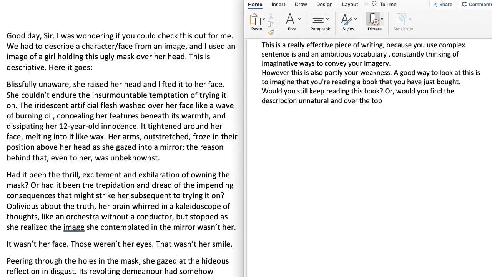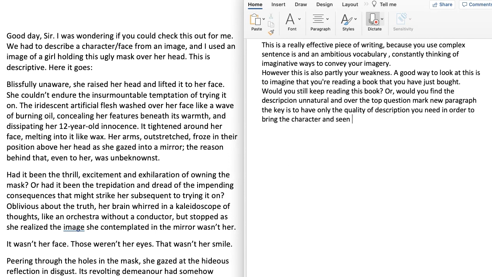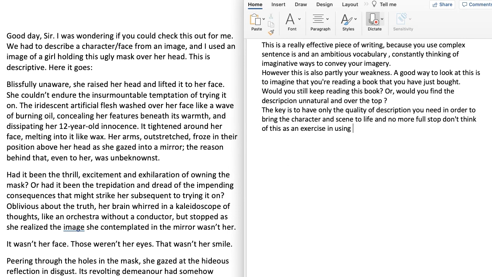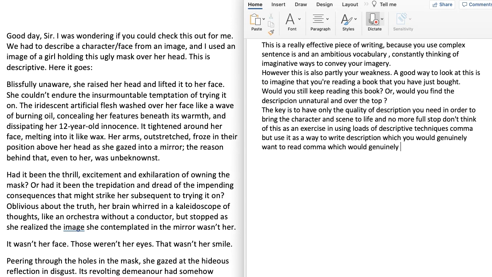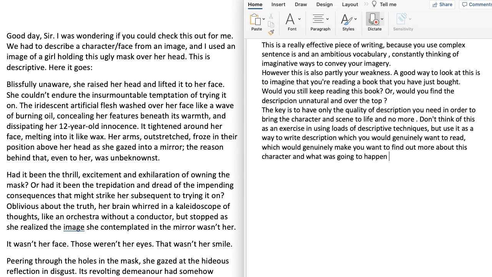New paragraph. The key is to have only the quality of description you need in order to bring the character and scene to life, and no more, full stop. Don't think of this as an exercise in using loads of descriptive techniques, comma, but use it as a way to write description which you would genuinely want to read, comma, which would genuinely make you want to find out more about this character and what was going to happen to her, full stop.